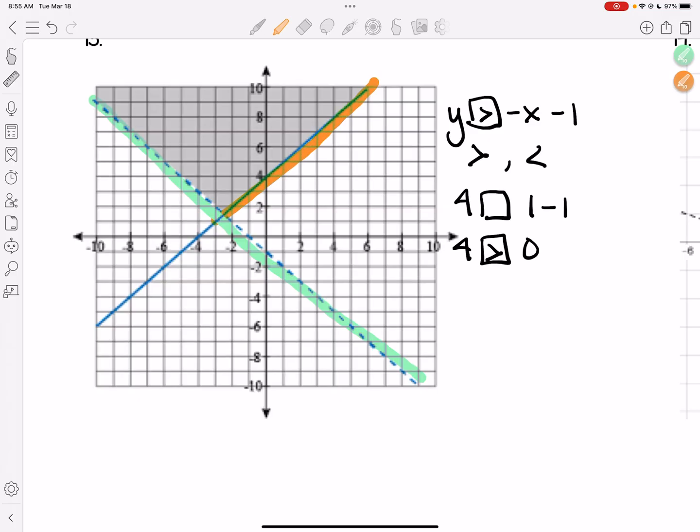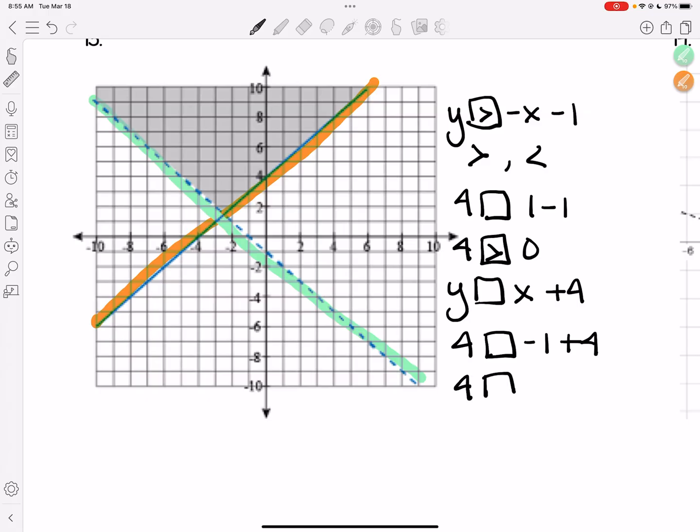Doing the same thing with the second line in this system, I've got y, box. I can see that it starts at 4 and has a slope of 1, so I have x plus 4. Again, I just need to pick a point in the highlighted region, so I'm going to stick with -1, 4. So I get 4, box, -1 plus 4, which is 4, box, 3. I forgot to write, it's either greater than or equal to or less than or equal to. So I would write 4 is greater than or equal to 3.